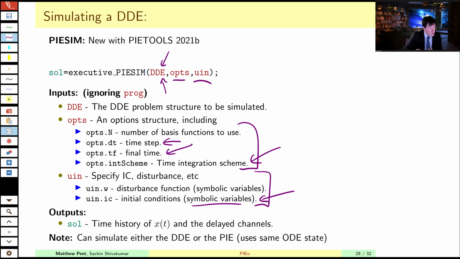Don't get me started, symbolic variables are the bane of my existence. But at present, the input is in terms of symbolic variables, so you have to create symbolic variables. Sorry about that. Probably will be updated at some later release. Output is a solution structure, which is basically the output as a function of time, not just of the real part, but of the distributed state as well. You're probably only interested in the real part, however.